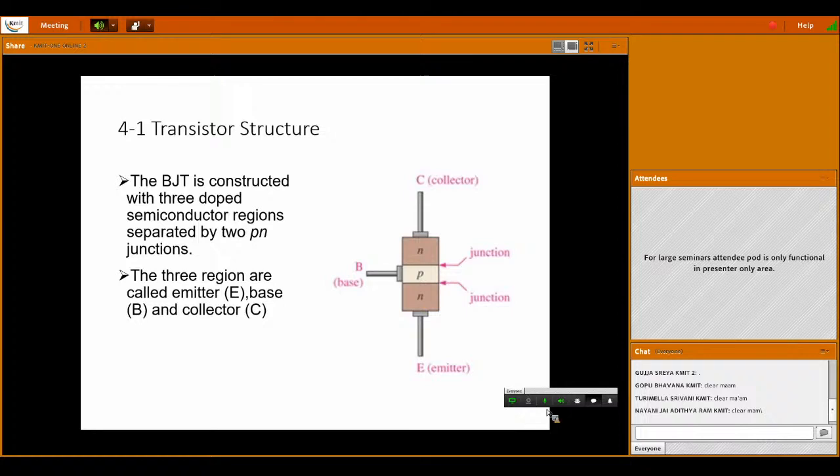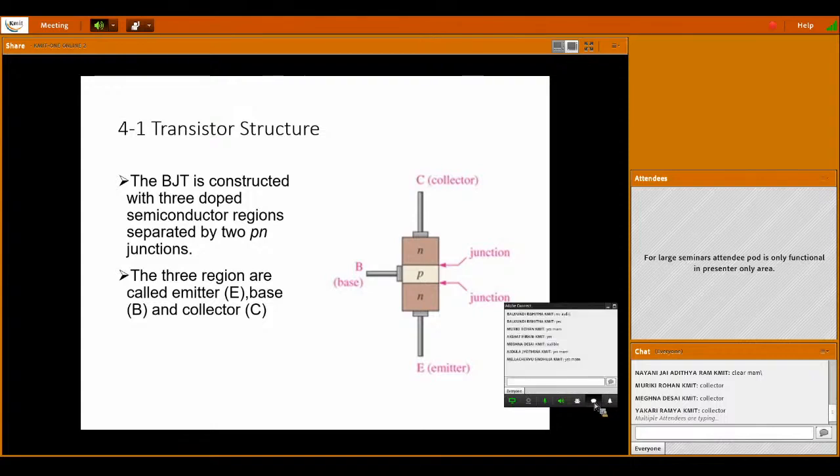I'm going to ask a question about this slide. Can anyone answer? Which region occupies more space? Yes, good, the collector occupies more space. Next question: which region occupies very little space compared to all three regions? Base, very good.